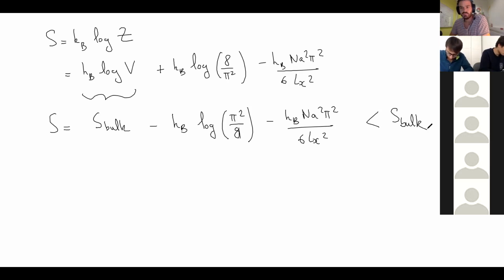Is it expected? Yes. I'm restricting the number of conformations. I'm confining the chain so there are fewer accessible conformations. Okay? So the entropy gets smaller. I have a smaller amount of microstates. So this is the entropy. Can I go afterward to the free energy now?